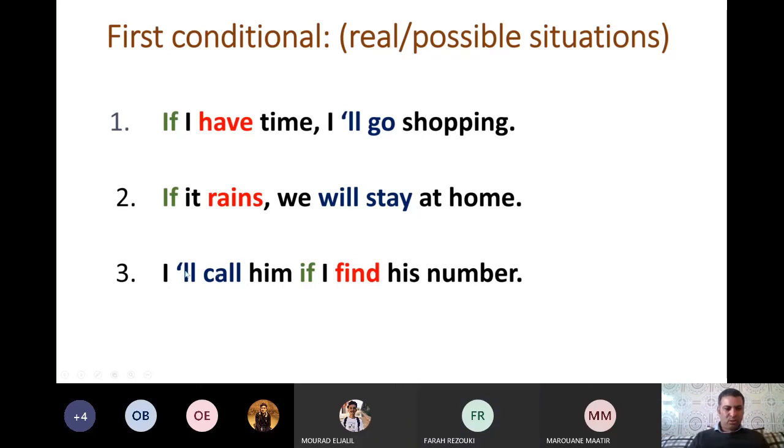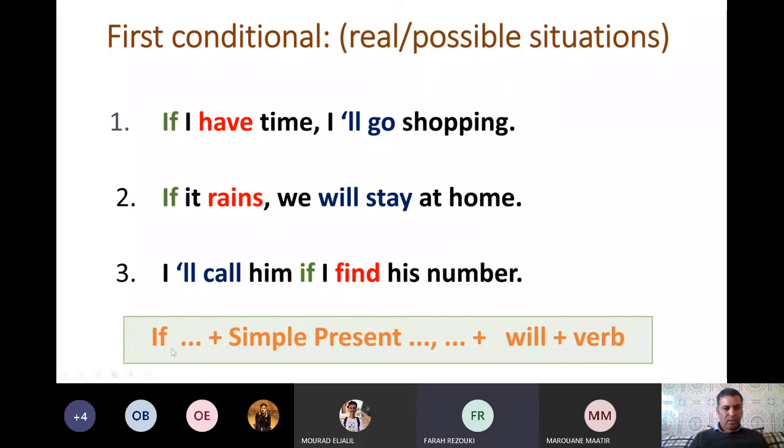Here also we started with the main clause. We have if I find and I will call. I think you might have guessed now the formula of making first conditional. So this is the rule. If plus verb in the present simple plus subject plus future simple. What is future simple? Look at the rule down here. It is will plus verb. Like I will call, I will stay, I'll go. This is future simple. Will plus verb. So this is how we make first conditional. If plus verb in the present simple plus will plus verb.